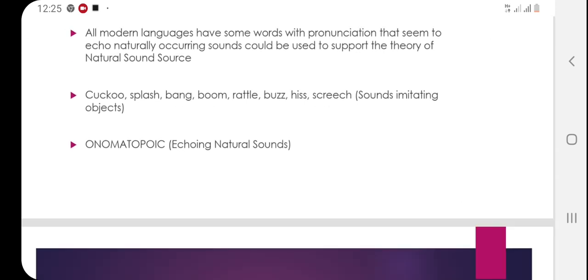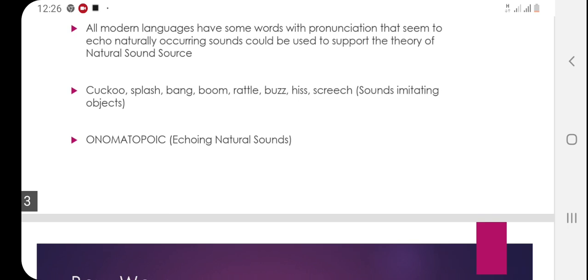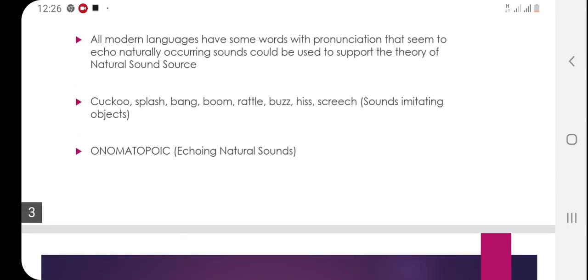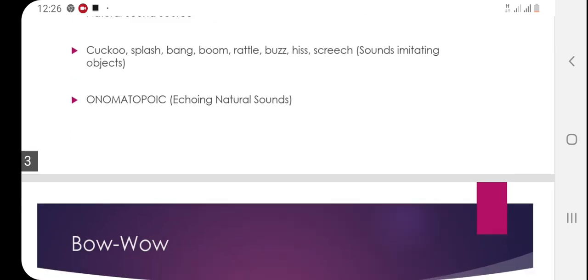Again, these words: cuckoo, splash, bang, boom, rattle, buzz. These are sounds that imitate their objects. Like these, the names of the objects are given according to the sounds made by the objects. This is also known as onomatopoeia. It means that the sounds of the words have close relevance with the names given to the objects. So the Bobo theory, again, is a subsection of the natural sound source.